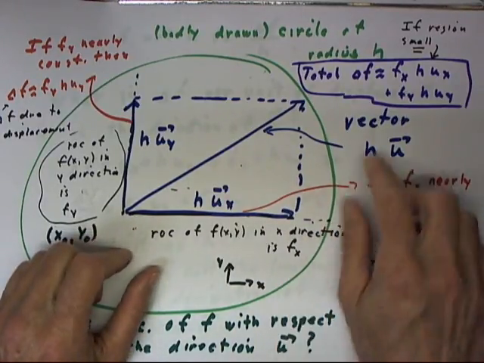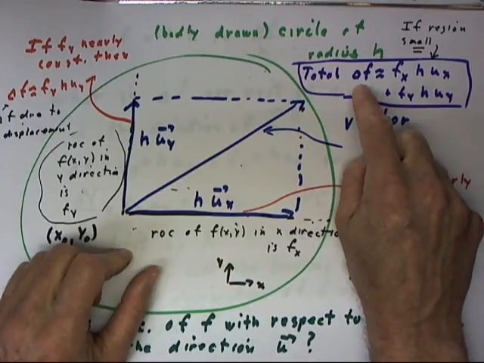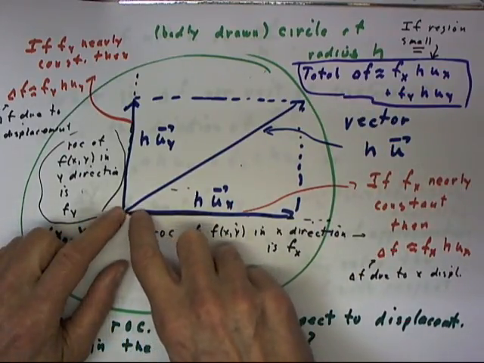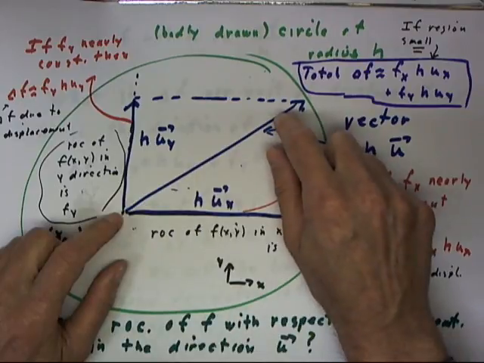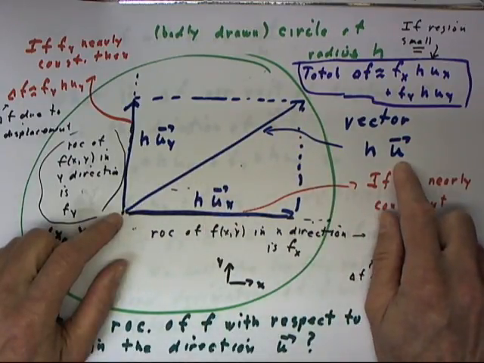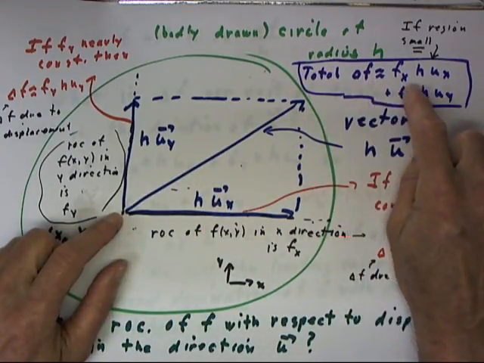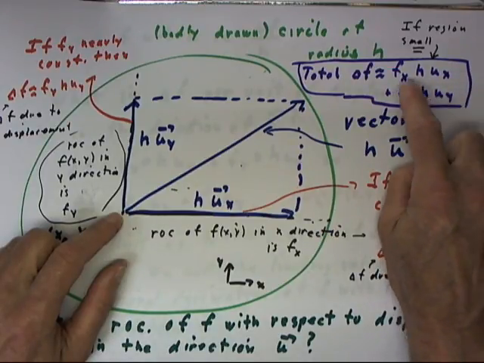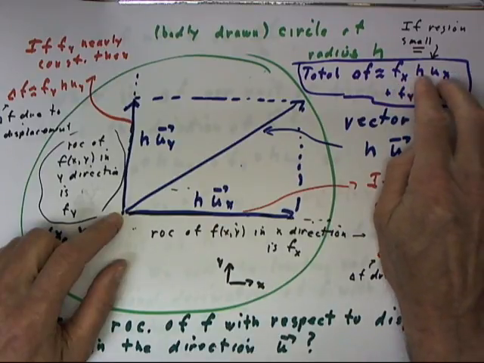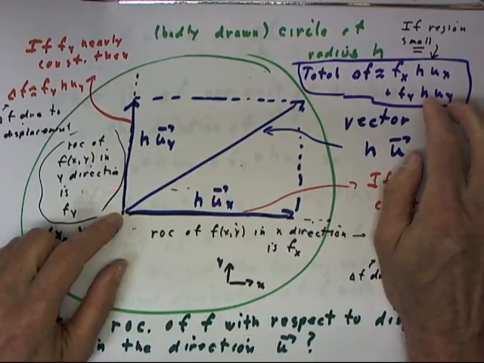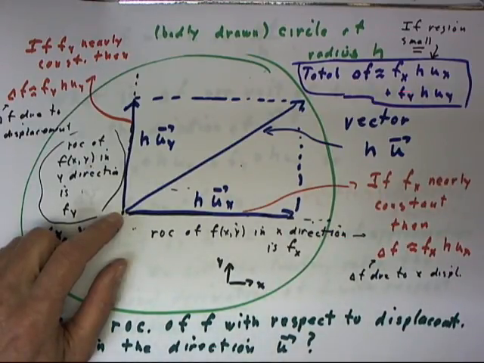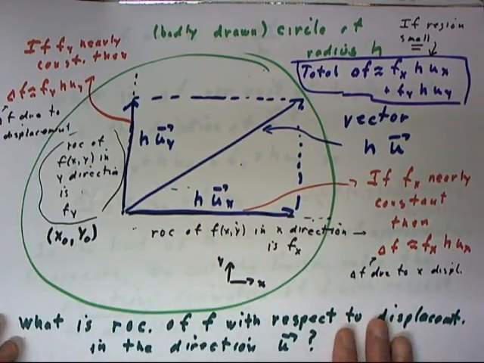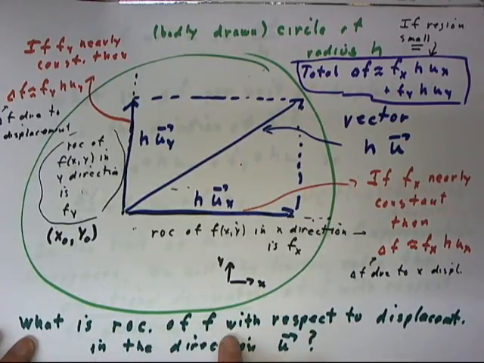So we've seen that the total delta F due to a displacement h in the direction of our u vector is approximately equal to fx h ux plus fy h uy: rate of change in the x direction times the displacement in the x direction, plus rate of change in the y direction times the displacement in the y direction. We ask now, what's the rate of change of F with respect to displacement in the direction u?